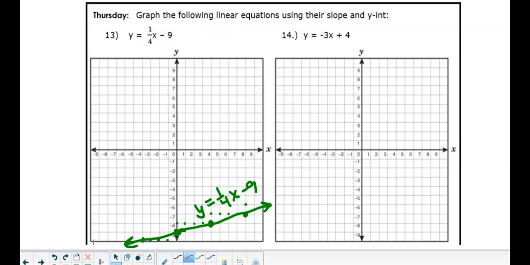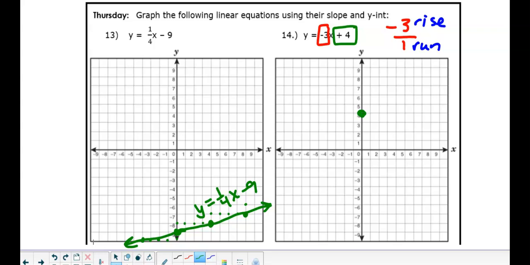Again, the slope is the coefficient of x. So slope is a fraction, and if you don't have a fraction, you put a 1 in the denominator. That's what's going to tell you your two directions of how to move, rise and run. Your y-intercept is the constant at the end of the equation. So 4 is our y-intercept. We draw a point there.